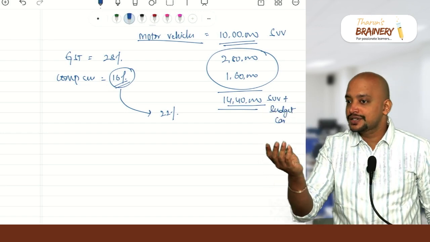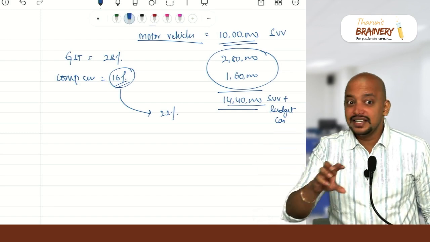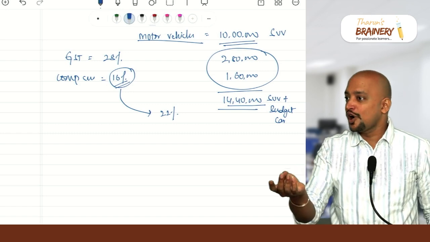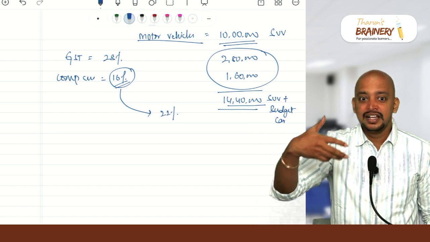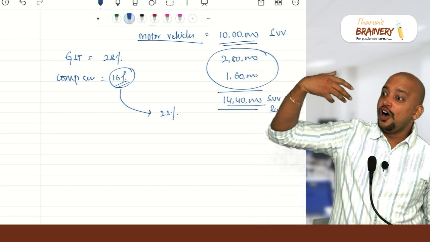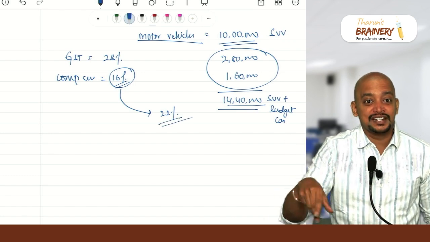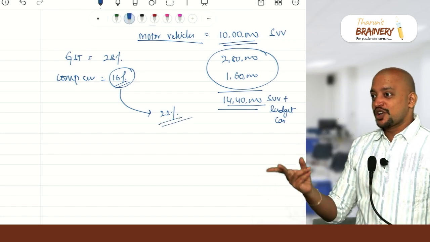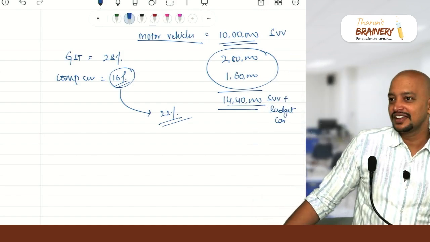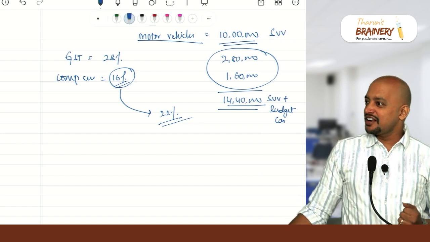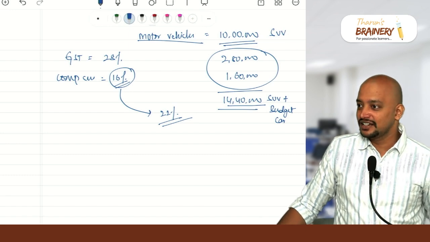Example, Seltos, Creta, even Scorpio, Mahindra XUV 700, Innova, all these cars will be having how much as the compensation? 22%. 28% GST plus compensation cess literally comes to 50%. You understood or not? Clear? So when you buy a car, 50% you are paying to whom? Government. As what? GST.